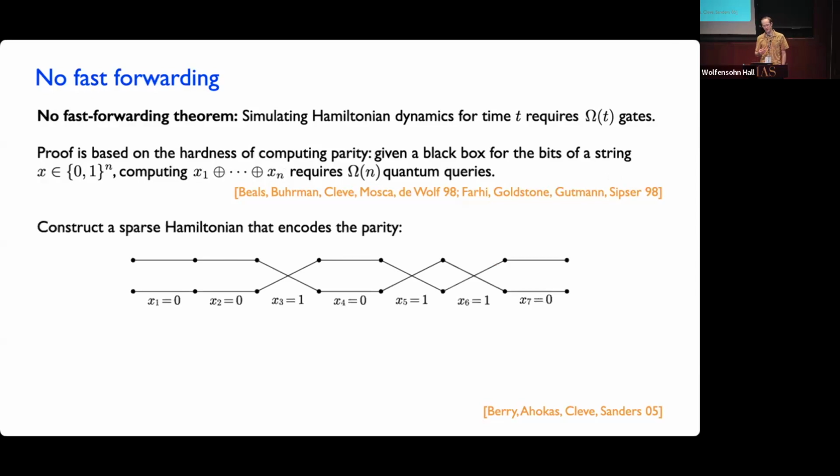And so there's a way of describing a sparse Hamiltonian that encodes the parity such that simulating the dynamics of that Hamiltonian will allow you to compute the parity. And the way that that works is as follows. We're going to have a graph that's basically just two disjoint paths of length n. But the way it's going to be designed is as follows. The edges that go from one pair of vertices to the next pair of vertices here are going to go straight across if the corresponding bit is a 0. But if the corresponding bit is a 1, we're going to put in a cross. Right? So this is a graph that we can define from this bit string.